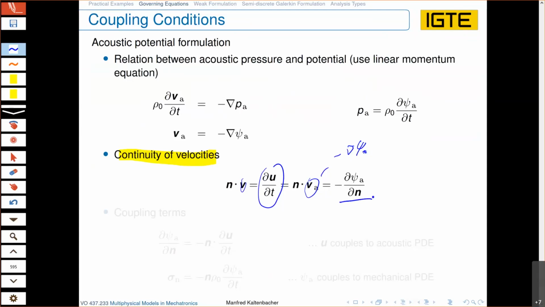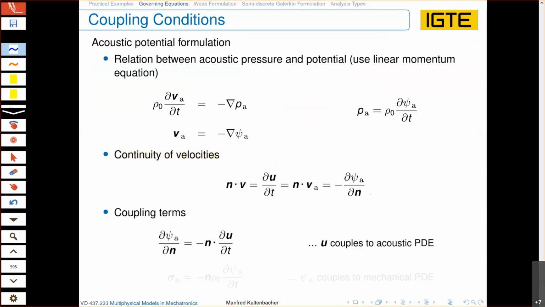Okay, now we have everything. Our coupling conditions are as follows. We know that this normal derivative of the scalar acoustic potential can be replaced by the time derivative of the mechanical displacement, dot product with the normal vector. And on the other hand, we have the continuity of the forces, where we substitute, as shown here, the acoustic pressure by the time derivative of the scalar acoustic potential scaled with the density of the fluid medium.